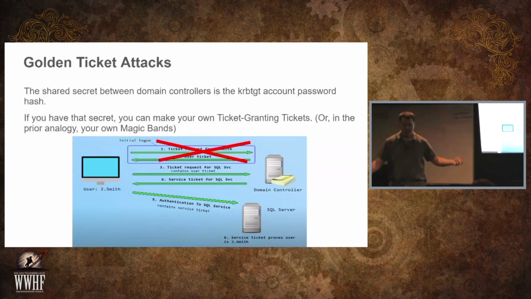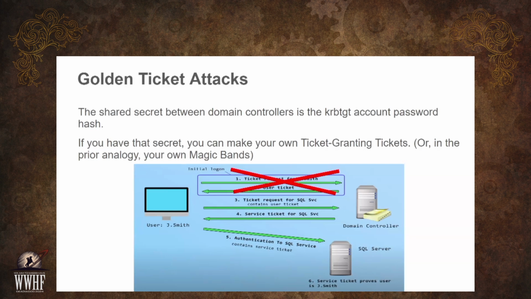The only thing that signs your magic band, whether you're at the Magic Kingdom or inside of Kerberos, is some secret that you don't have. So what if you have that secret? Then you forge your own magic band, you go on all the rides, it's great. That's called a golden ticket attack. You have somehow acquired the password hash for the KRBTGT account, and therefore you can forge your own magic band, ticket granting ticket, be anyone you want to be.